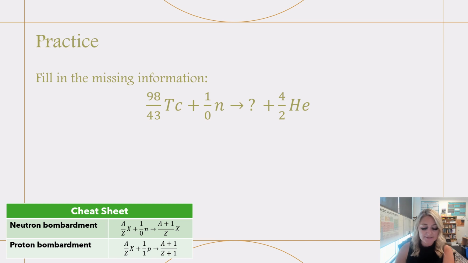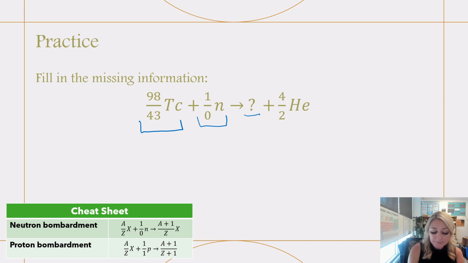In our last example, we're asked to fill in the missing information. So we see that we have technetium-98 being bombarded by a neutron to form a missing species and an alpha particle. So I'm going to start with what I know about a neutron bombardment as if I didn't have the alpha particle, and then I'm going to account for that.